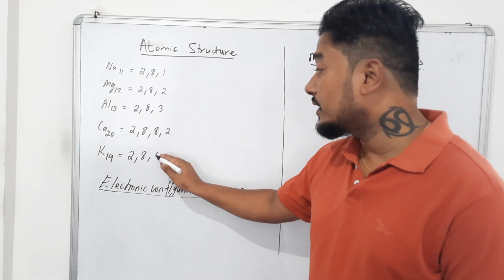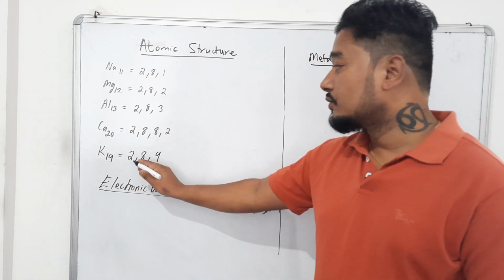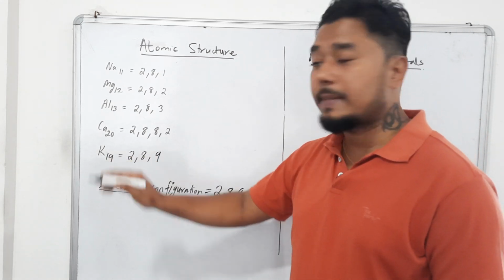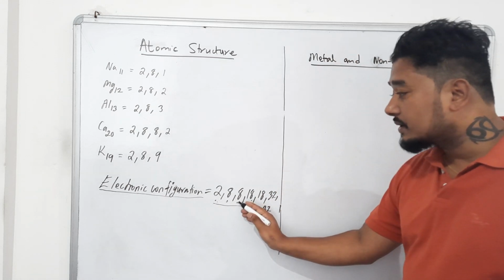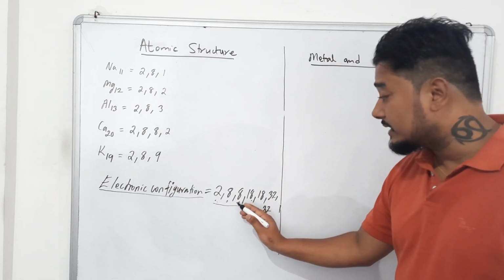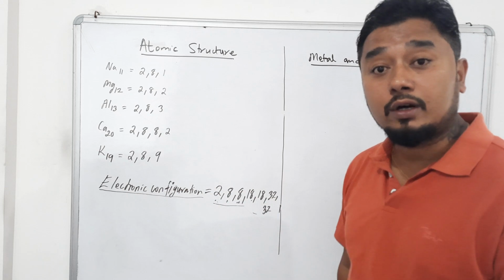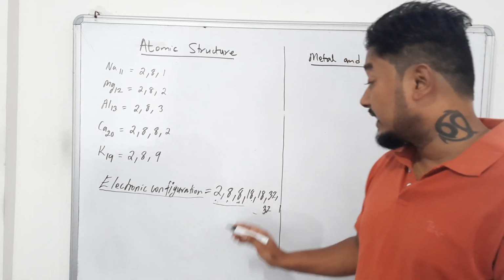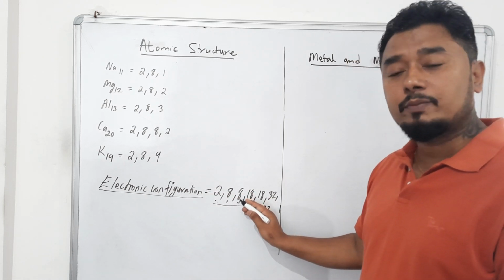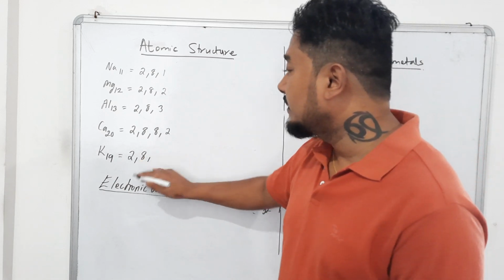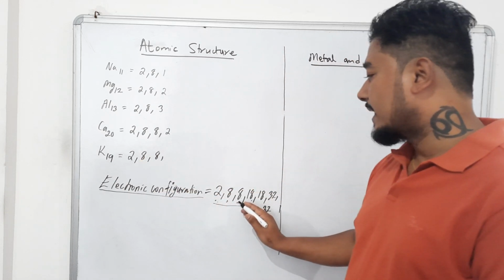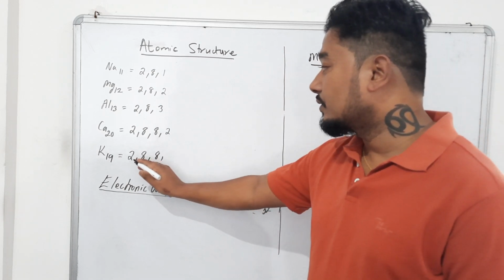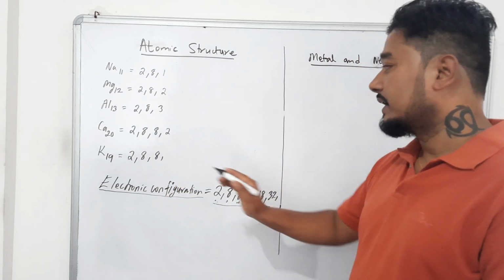9. So many students put 9 directly like this. So 2 plus 8, 10 plus 9, 19, matching. But what is the capacity of the third cell as per the rule is concerned? 8. So you have put 9, which is wrong. You can put less, but not more than 8. Because maximum has to be 8 in the third cell. So I'll remove this and I'll write here 8. Now it's matching with this: 2, 8, 8.